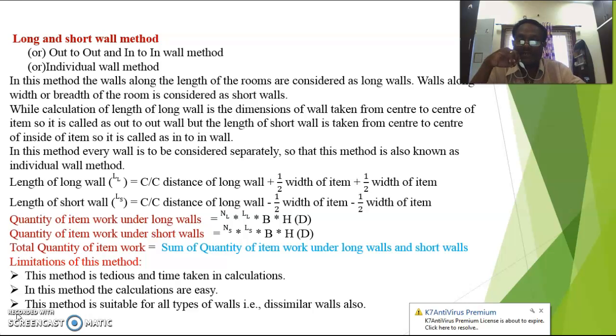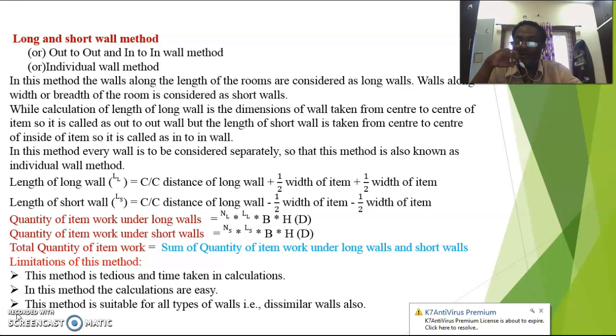Length of short wall, LS, is equal to the center-to-center distance of the short wall minus half of the width of the item minus half of the width of the item. So this method is also known as the short wall method. Why? Because you deduct. If it was already considered in the long wall, it is newly over, so once it is considered, it is old, that is called minus.